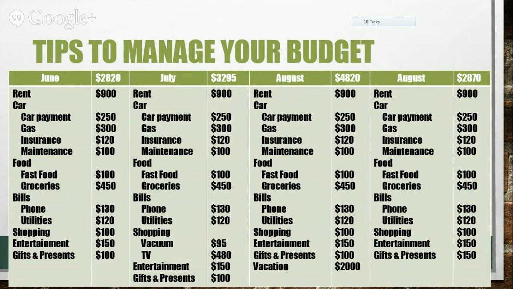So for July, as you can see, we're spending a little bit more in July. We're spending $3,295. If you make a comparison between June and July, you'll notice there's a few key differences. And it's really towards the bottom where you see shopping. So typically we would allocate $100 for shopping. In July, we want to buy a vacuum and a TV. So we're planning ahead. Maybe we're about to get into July and we're planning ahead. So for vacuum, it's $95 and the TV is $480.